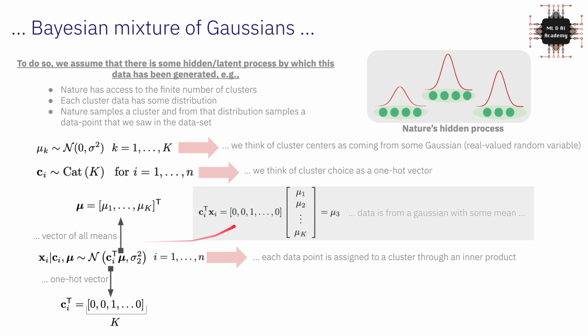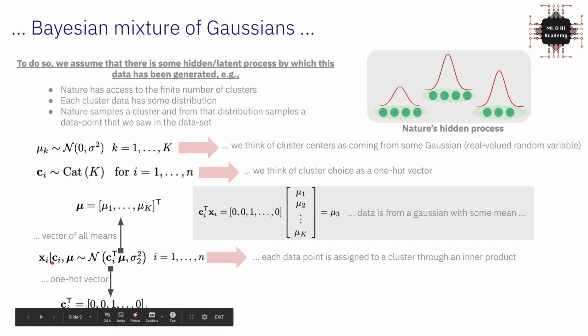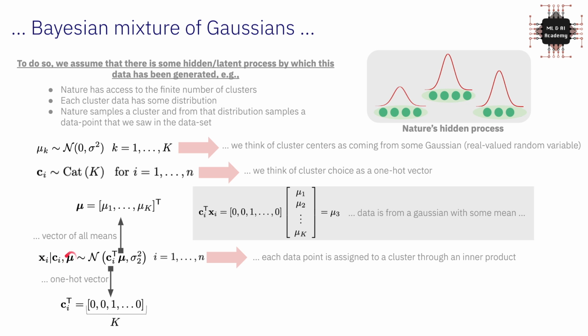So now once I do this inner product ci transposed times mu, I just multiply this one hot vector by this mean vector. And since the 1 is in the third location in this one hot vector, I just get mu3. So all this is saying is that if it happened that the ci vector for point i had 1 in the third position, then the distribution of data point xi conditioned on this vector ci and this mean vector mu is most likely going to be coming from the cluster center 3.